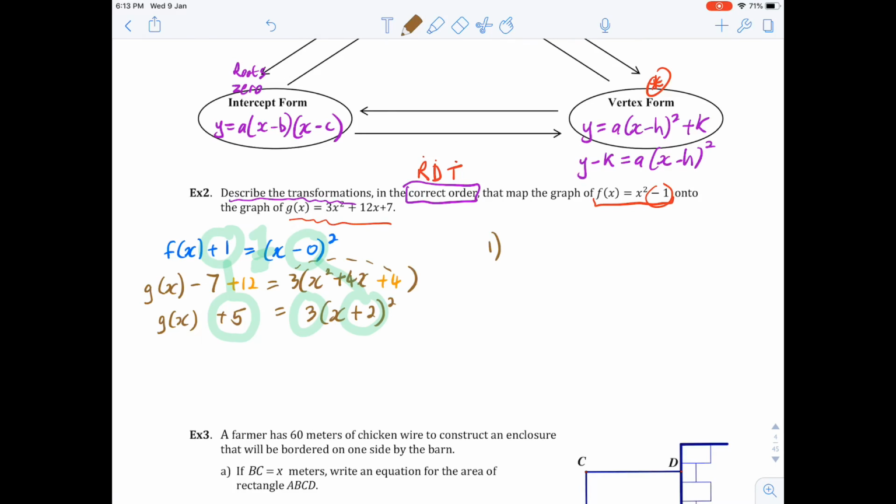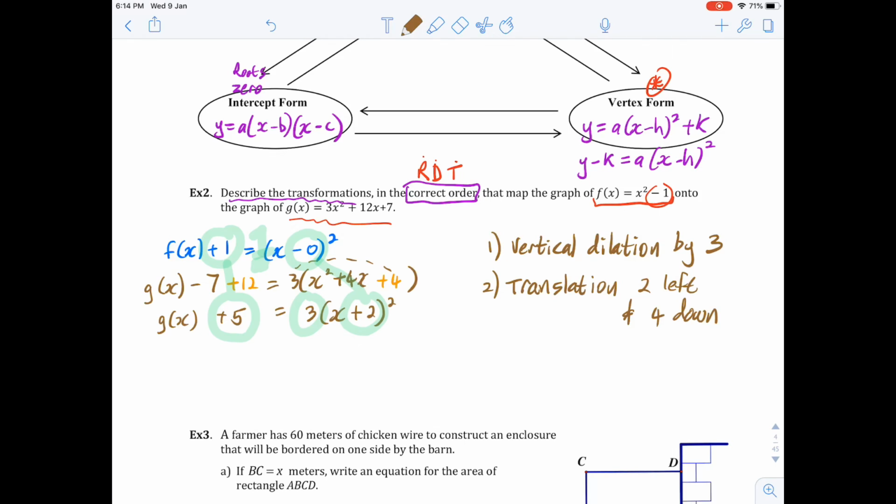And so to begin with, number 1, we have got ourselves a vertical dilation by a factor of 3, and we have then got two translations, and so we have got a translation 2 left and 4 down.